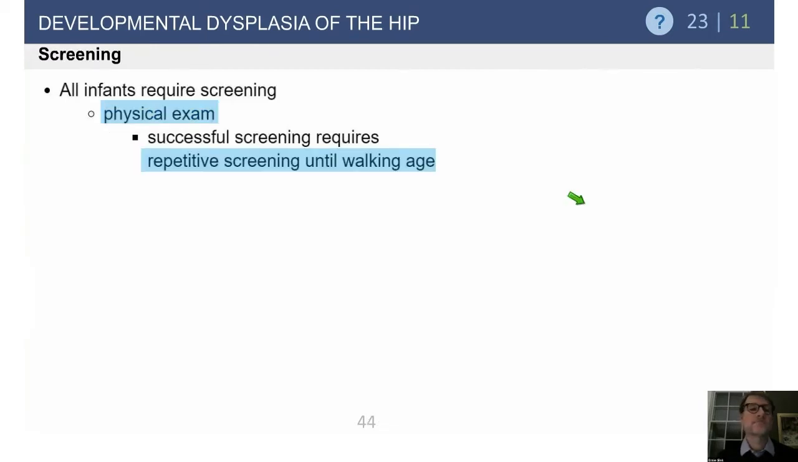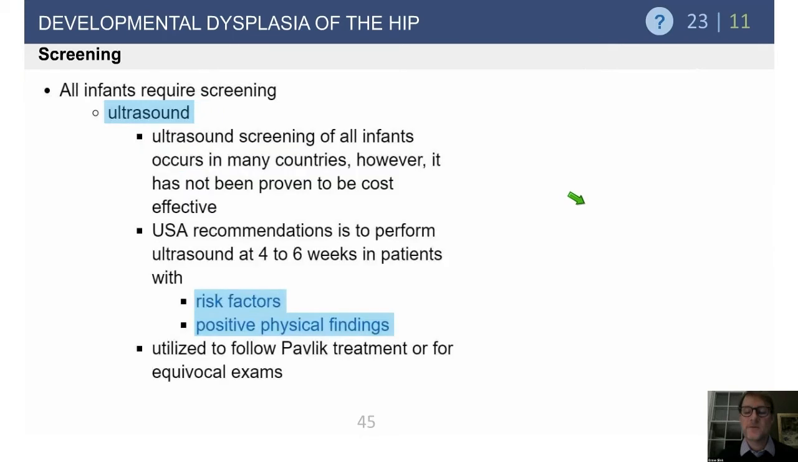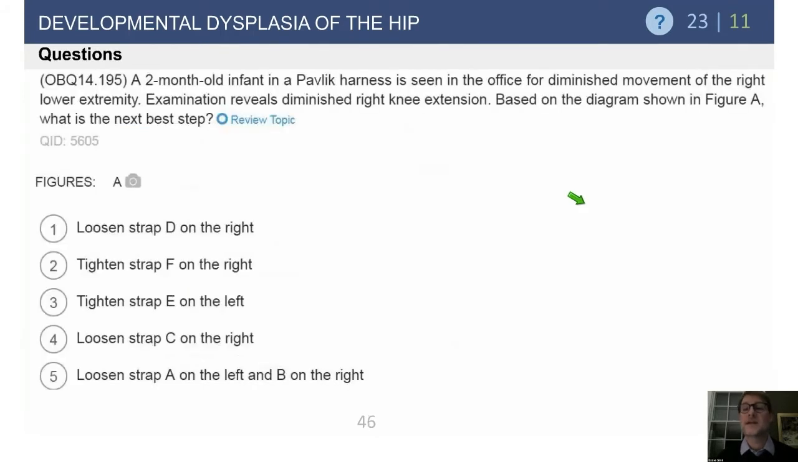So when we screen, all infants require screening, and physical exam is the most important part of screening. All children should be screened until walking age, and the Ortolani and Barlow maneuver is the most important thing to do. We talk about ultrasound in patients at 4 to 6 weeks of age if there's risk factors or a positive physical finding and you want to confirm it.